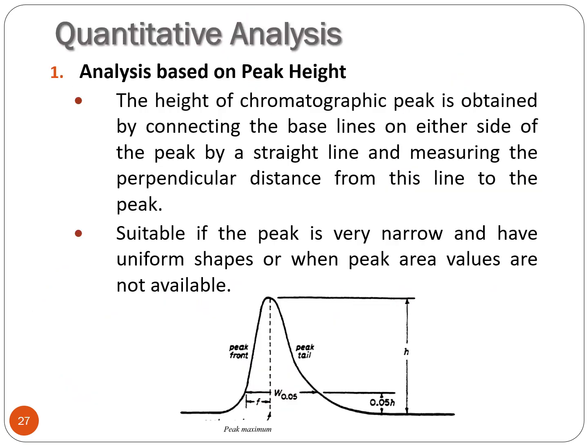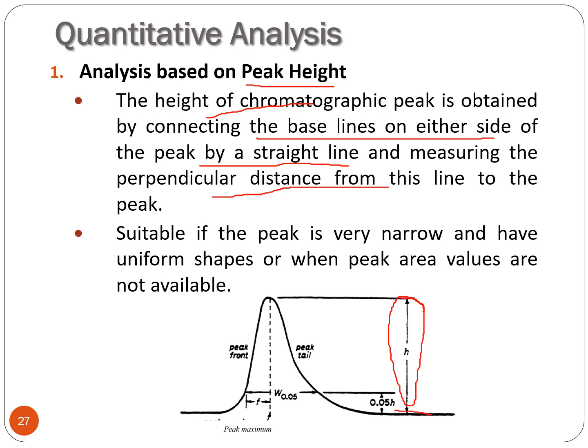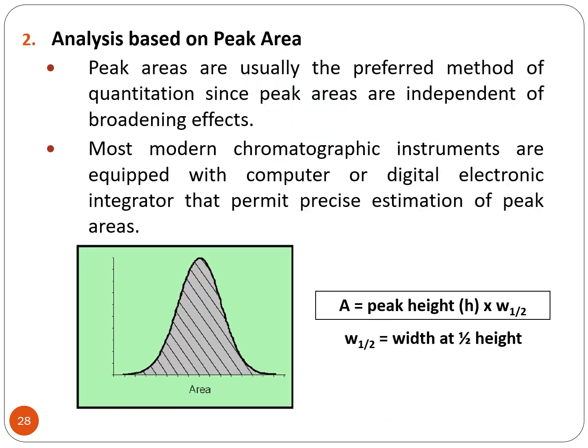Okay, for the quantitative analysis, the first one is based on the peak height. We can calculate the height of the peak by connecting the baseline on either side of the peak by a straight line and measuring the perpendicular distance. So how do we know? We can calculate through the height of the peak. So we have to draw the baseline first. You make it straight, right? My hand is not straight. So you can calculate the height of the peak. Okay, that was how to calculate the peak height.